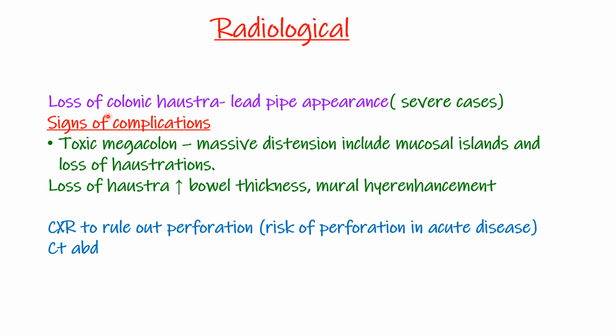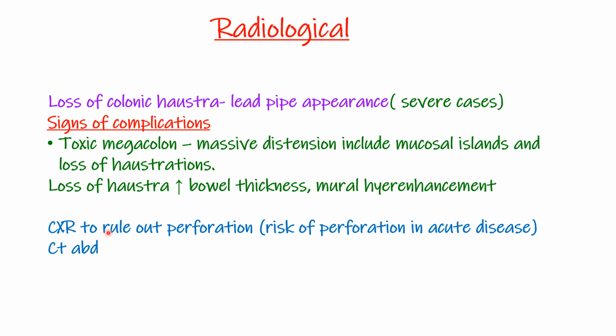So in an X-ray, you can see loss of colonic haustra, which is the lead pipe appearance. You're going to see it in the next slide, and this one is most common in severe cases. In addition to that, signs of complications such as toxic megacolon. This is massive distension, where the distension is greater than 6 millimeters, and also loss of haustration and increased bowel thickness. This is because of the edema and mural hyperenhancement.